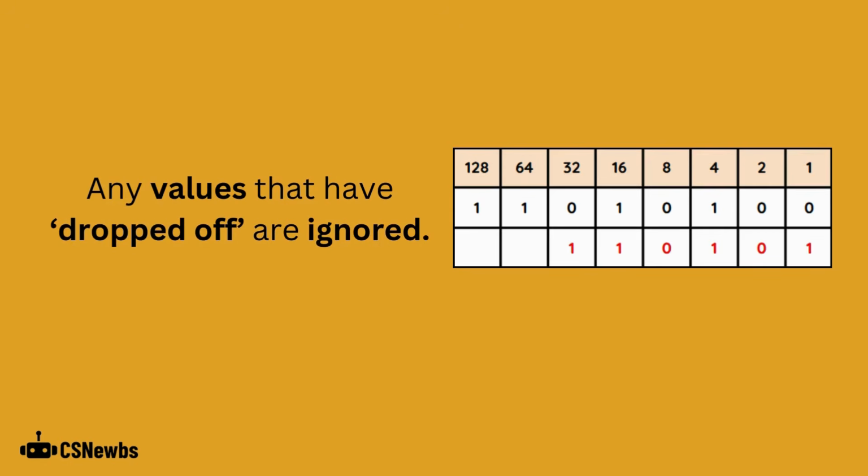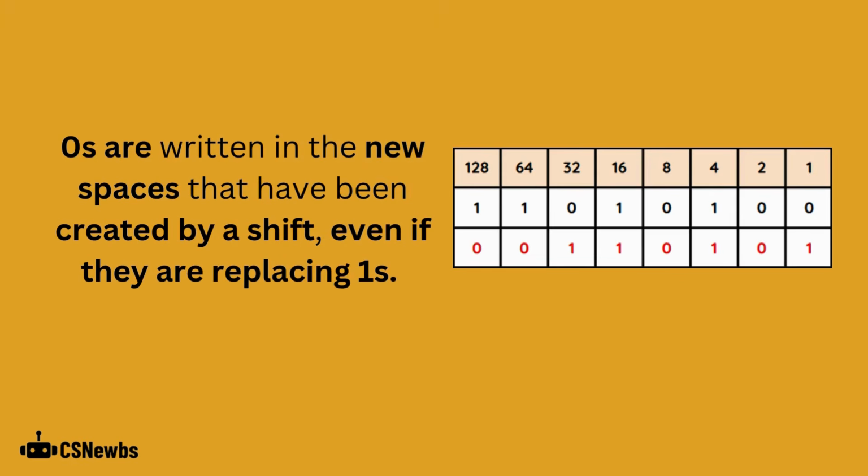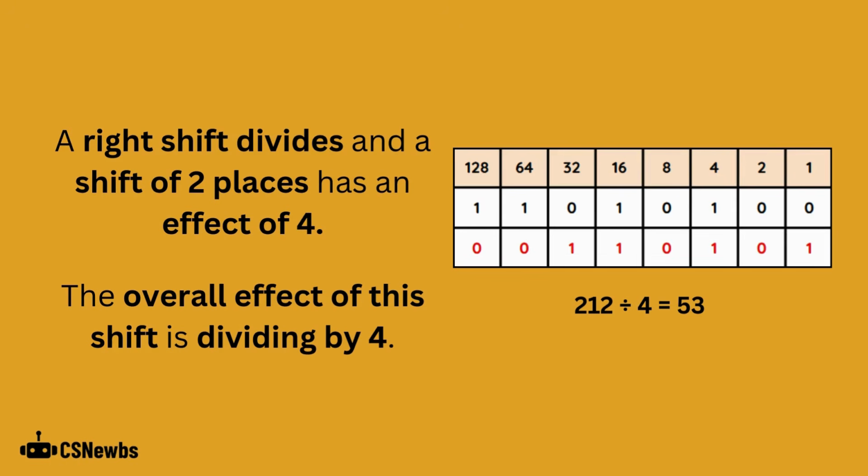By shifting 2 places to the right, that means the 2 values on the far right-hand side will be dropped off, and these values can be ignored. Zeros are always written in any new spaces that have been created by a shift, even if they are replacing ones. A right shift divides, and a shift of 2 places has an effect of 4. Therefore, the overall effect of this shift is dividing by 4. 212 has been divided by 4 to make 53.